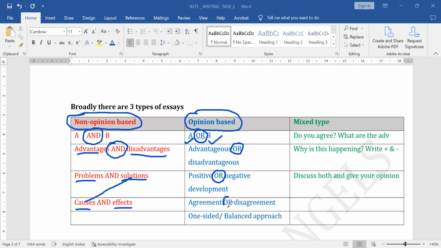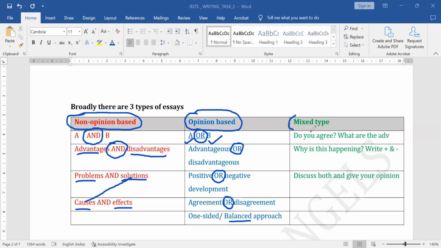Agreement or disagreement. And sometimes they ask, what's your opinion? And that time I can take a balanced approach. Balance means few elements of one type are right and the other elements are right, but not completely right. We are going to get into the details, but right now I'm just introducing.